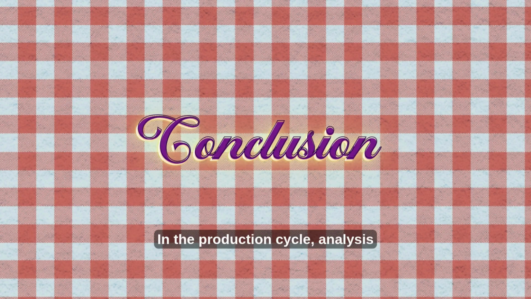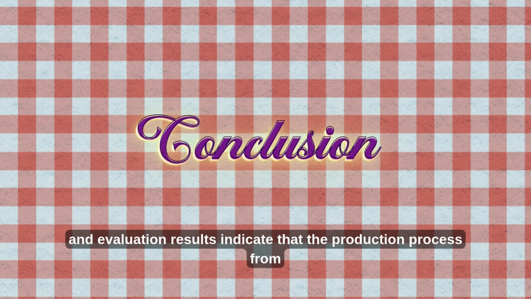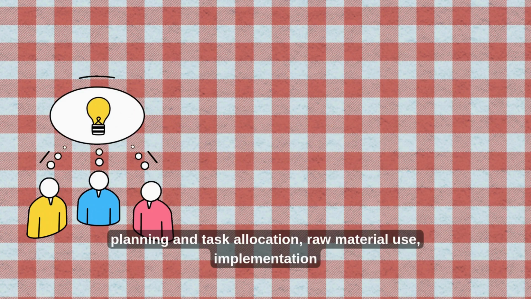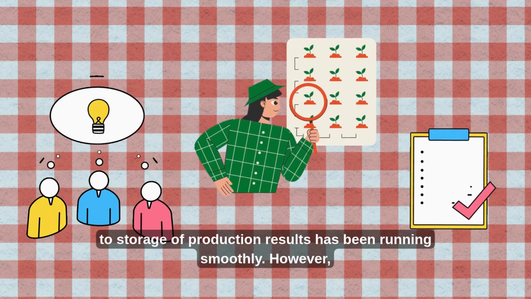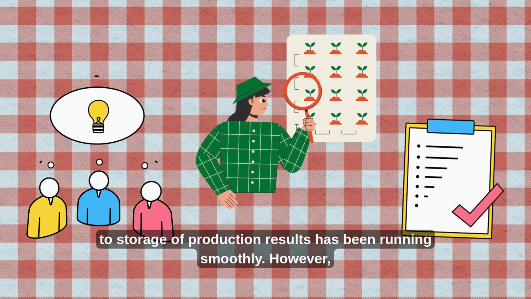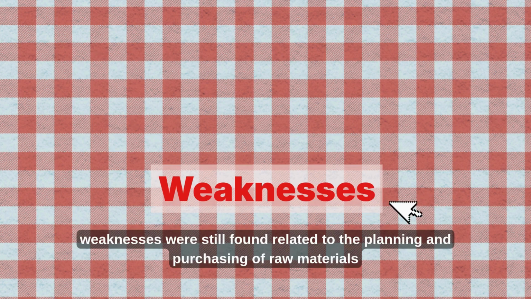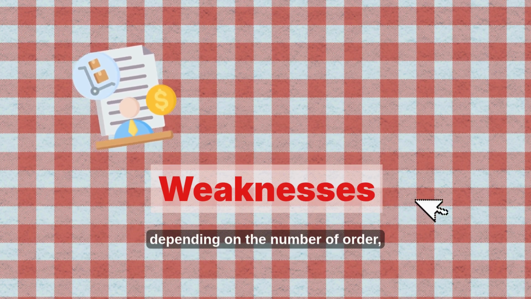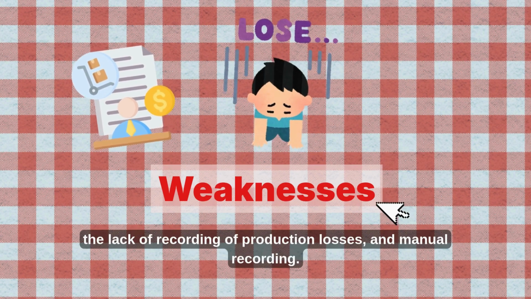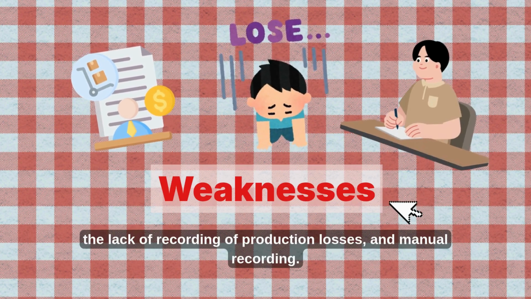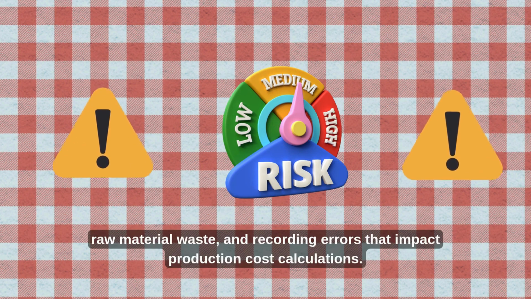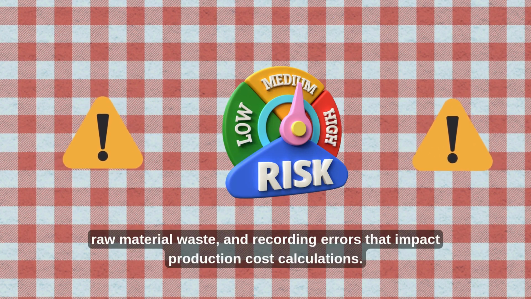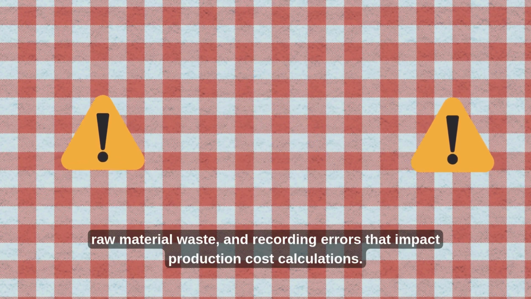In the production cycle, analysis and evaluation results indicate that the production process, from planning and task allocation, raw material use, implementation, to storage of production results, has been running smoothly. However, several internal control weaknesses were still found related to the planning and purchasing of raw materials depending on the number of orders, the lack of recording of production losses, and manual recording. These conditions risk unstandardized budgeting, raw material waste, and recording errors that impact production cost calculations.